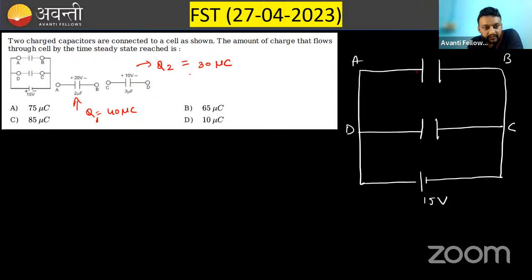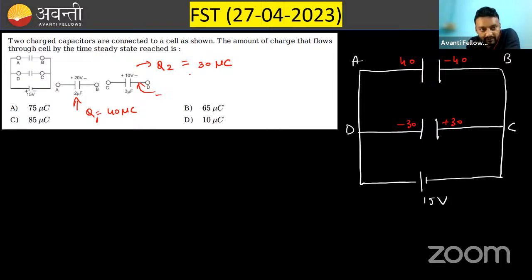Now, A is positive. That means A has plus 40 and B has minus 40 microcoulomb charge. Similarly, D is negative, you can see that. So D has minus 30 and this has plus 30. These are the initial charges that I have mentioned in which color pen? Red color pen. Now with yellow color pen, I am writing the new charges that should be there.